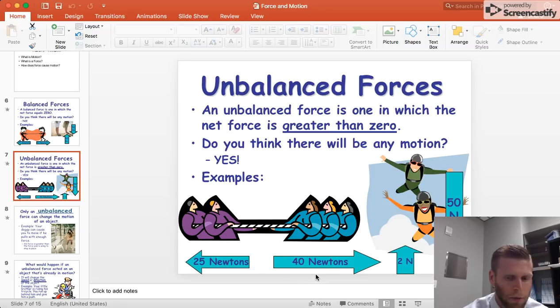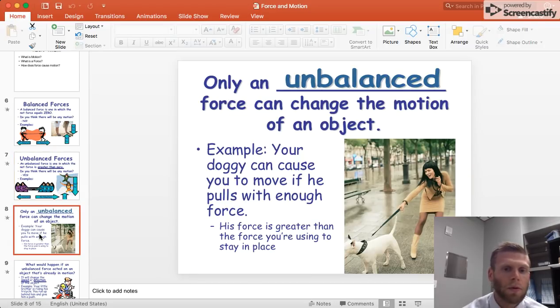The arrow will always be larger where there's more force. If they're over here with the skydiving, the 50 is much larger than the 2. So I can tell that it'll show me the direction. The arrow shows me the direction and the amount of newtons by a larger arrow. So only an unbalanced force can cause the motion of the object to change. So the example we have over here on the right, your dog can cause you to move if he pulls with enough force.